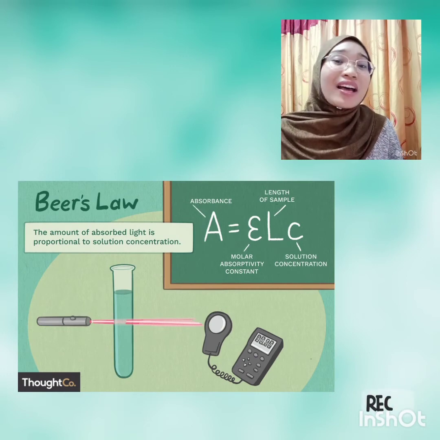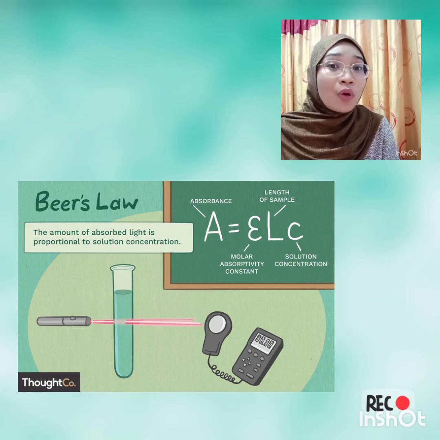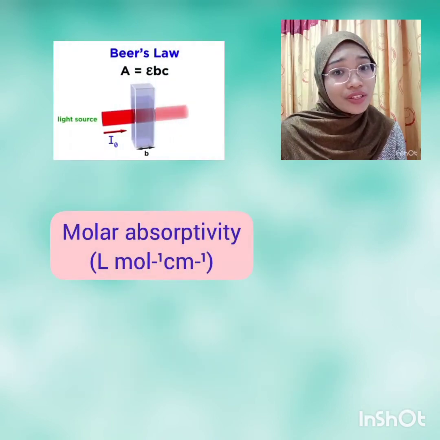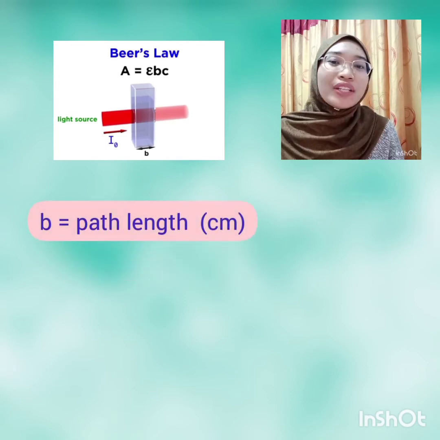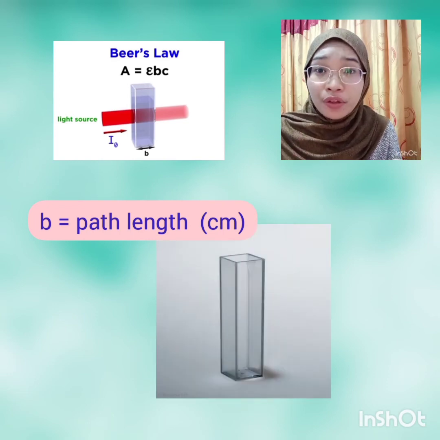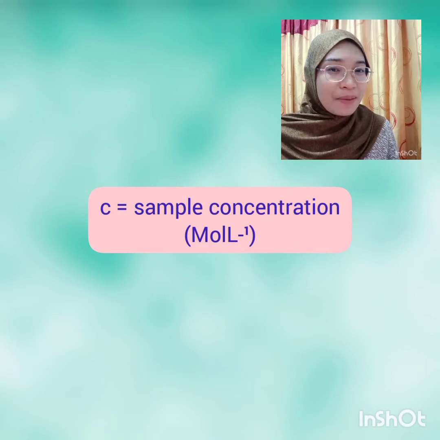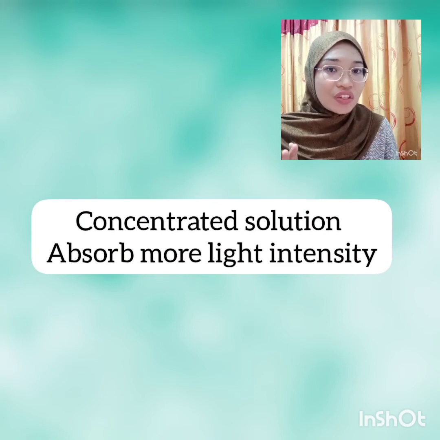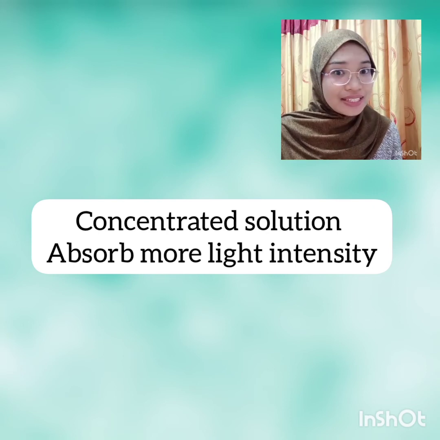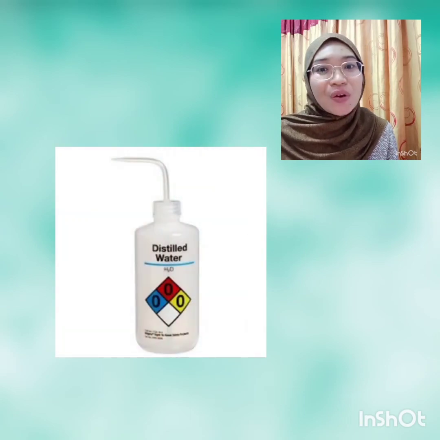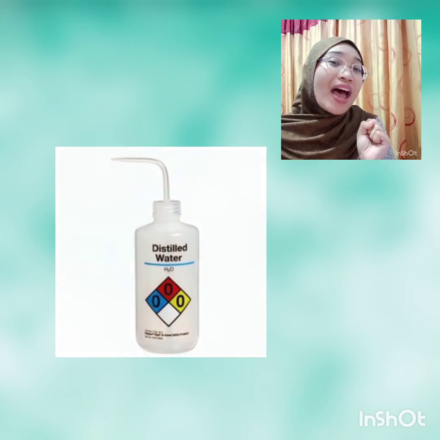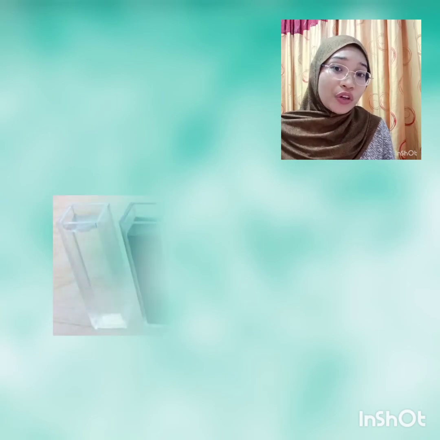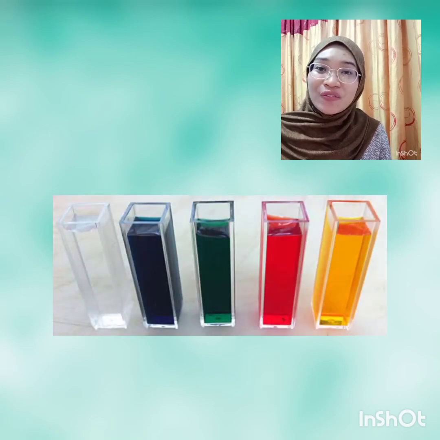So from the Beer's law formula, A, the absorbance, is equal to epsilon, the molar absorptivity, which is the measure of how well the component absorbs light, proportional to b, the path length, usually the cuvette width, and proportional to c, the sample concentration. So from the formula, we can state that the higher the concentration, the higher the light intensity absorption. It can be shown by distilled water, which has zero concentration and results in zero absorbance. That's why distilled water is known as the blank solution, the calibration solution for the spectroscopy instruments.